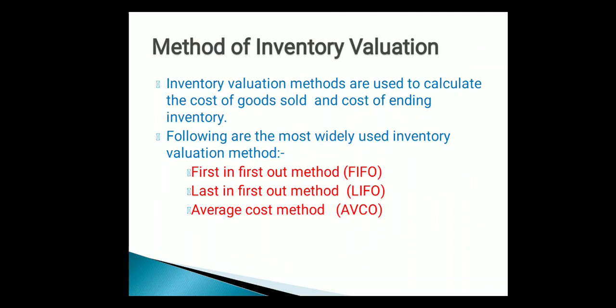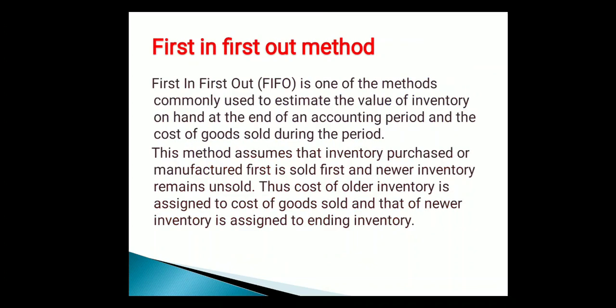Methods of inventory valuation. Basically there are three methods which are most widely used. First is the first in first out method, which is denoted by FIFO. Second is the last in first out method, which is denoted by LIFO, and third is the average cost method, which is denoted by AVCO. Inventory valuation methods are used to calculate the cost of goods sold and the cost of ending inventory. Now we will study them in detail.